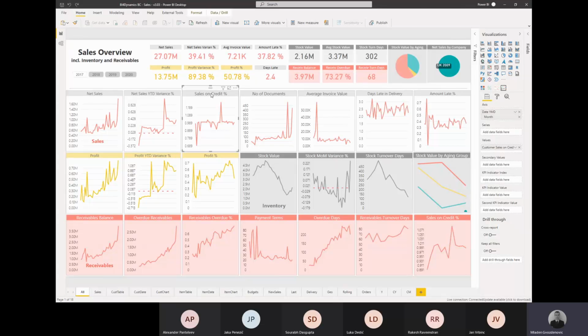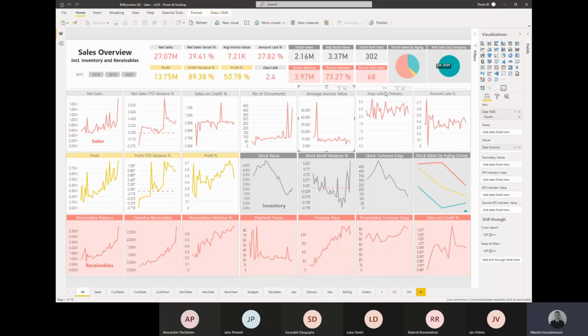If you have a retail shop, then you get paid immediately. So sales on credit is 0. But if you have deferred payment, then the performance is there. Number of documents, average invoice value. I don't have to explain this.